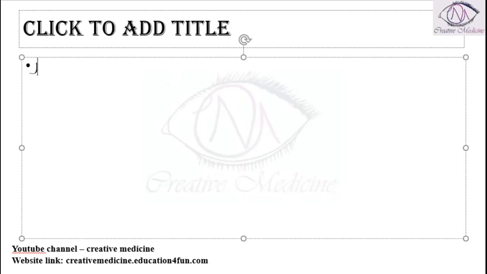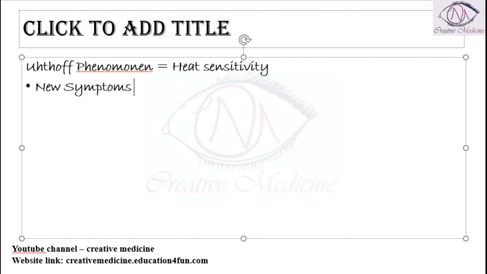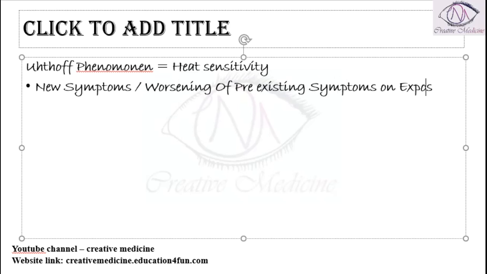Then in multiple sclerosis, we have two named issues. The first is called Uhthoff phenomenon. This Uhthoff phenomenon is actually a heat sensitivity issue where the patient will have new symptoms, or there can be worsening of pre-existing symptoms, mainly on exposure to heat. Whenever the patient is exposed to heat, new symptoms or worsening of pre-existing symptoms may be seen.